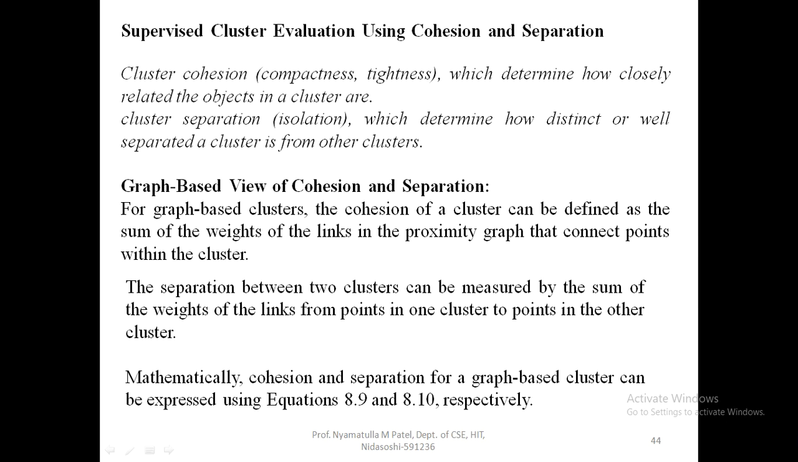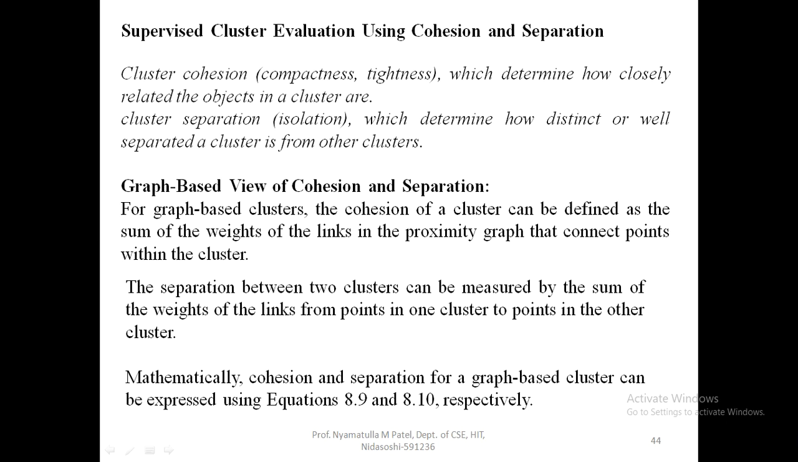Then, the graph based view of cohesion and separation. For a graph based cluster, the cohesion of a cluster can be defined as the sum of the weights of the links in the proximity graph that connects points within the cluster. So, when you perform cluster evaluation using cohesion and separation with a graph based view, we need to consider the sum of weights of the links in the proximity graph that connects points within the cluster. Thus, the separation between two clusters can be measured by the sum of the weights of the links from points in one cluster to the points in the other cluster.